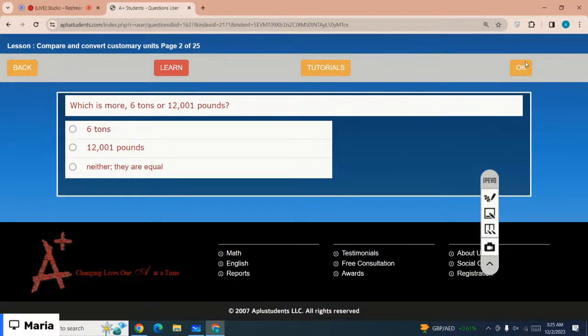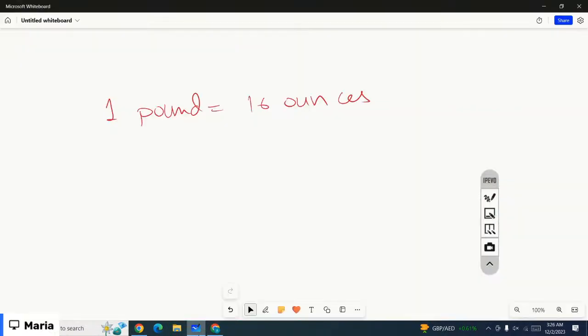Okay, the next one is, which is more, 6 tons or 12,001 pounds? So that is basically a comparison between tons and pounds, right? So 1 ton equals 2,000 pounds. You can note down this conversion. 1 ton equals 2,000 pounds, right? Now you can compare them. First convert them, and then compare.